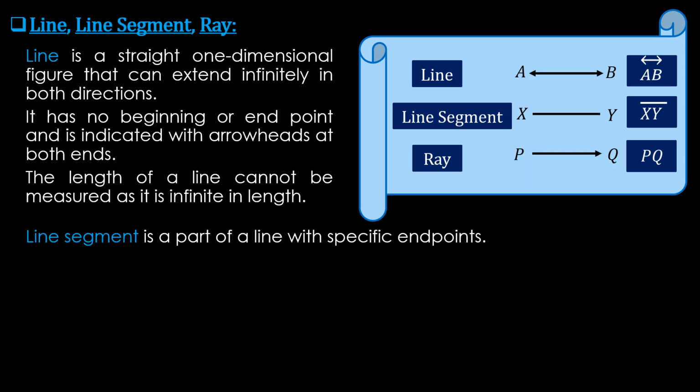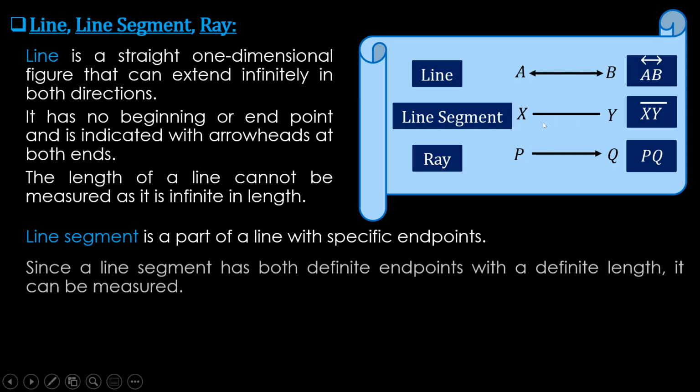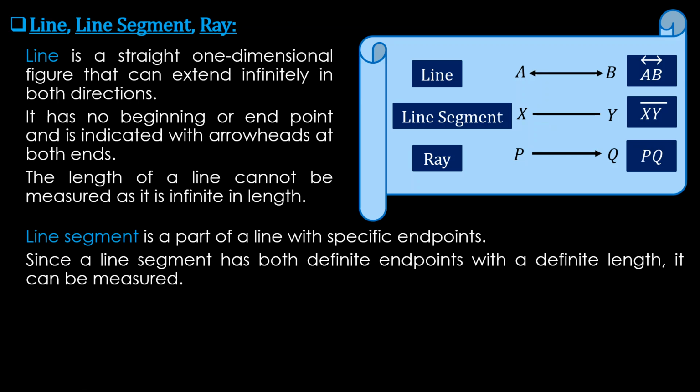Now line segment. It is a part of a line with specific endpoints. So this is a line segment XY. There are no arrowheads at the end. It has specific endpoints. Since a line segment has both definite endpoints with a definite length, it can be measured.